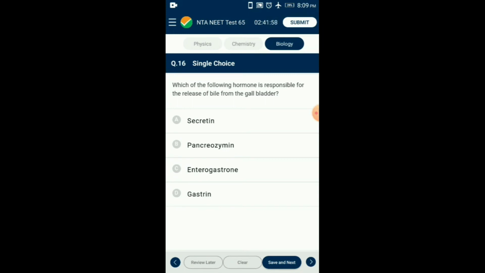Cholecystokinin is secreted by cells of the upper small intestine. It is secreted when hydrochloric acid, amino acids or fatty acids enter the duodenum. So the answer for this question is option B, pancreozymin.